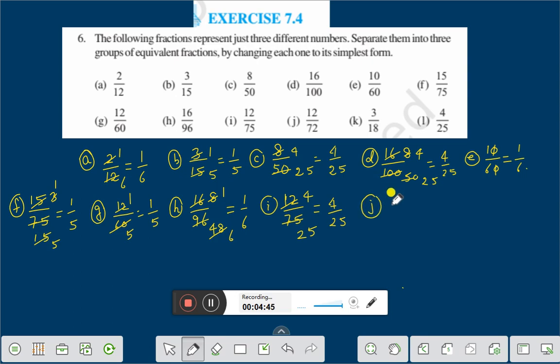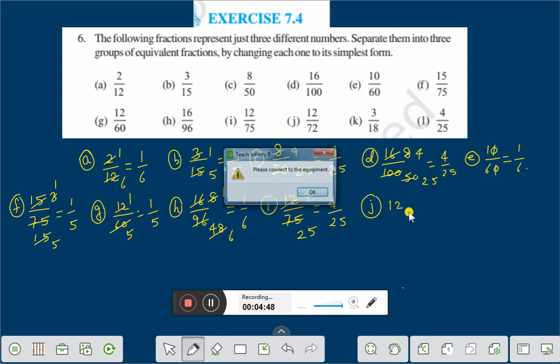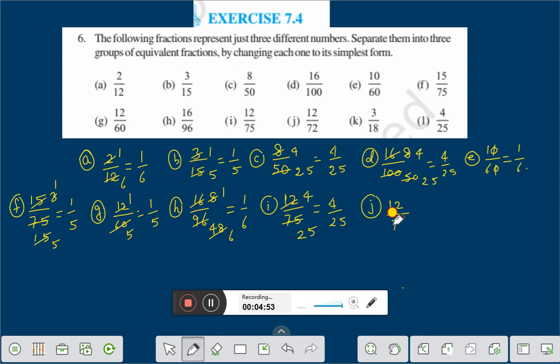The value of J will be 12 by 72. If we divide it by 3, 3 4s are 12, and 3 24s are 72. Right? And 12 1s are 12, 12 6s are 72. That is equal to 1 by 6, right?